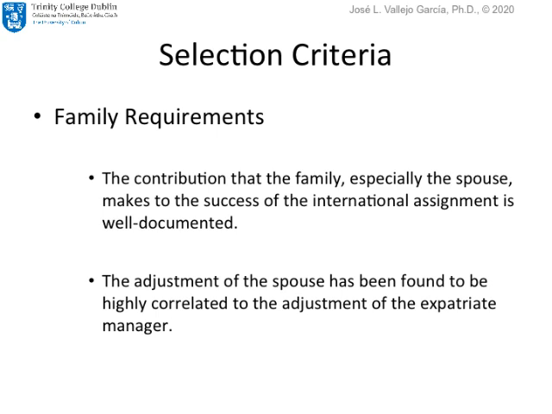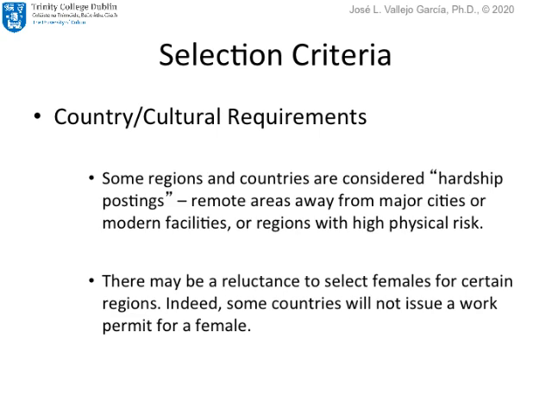The adjustment of a spouse has been found to be highly correlated with the adjustment of the expatriate manager in that country or context. The next aspect was country cultural requirements. Some regions and countries are considered hardship postings, remote areas away from major cities or modern facilities, or regions with high physical risk. And this is why I was saying you're not going to send a person that is not, first of all, physically or emotionally strong to face certain physical risk.